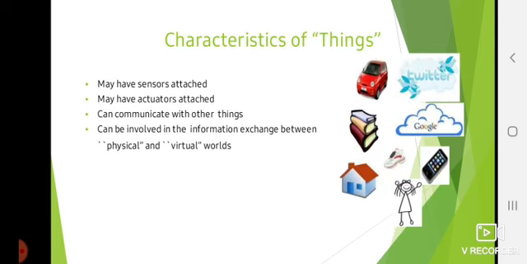Next, we are going to see about the characteristics of things. In the characteristics of things, it may consist of sensors attached and actuators attached. The sensors and actuators are the most important thing in the Internet of Things application development. It can communicate with other things. It can be involved in the information exchange between the physical and virtual worlds, that means physical and virtual realities.